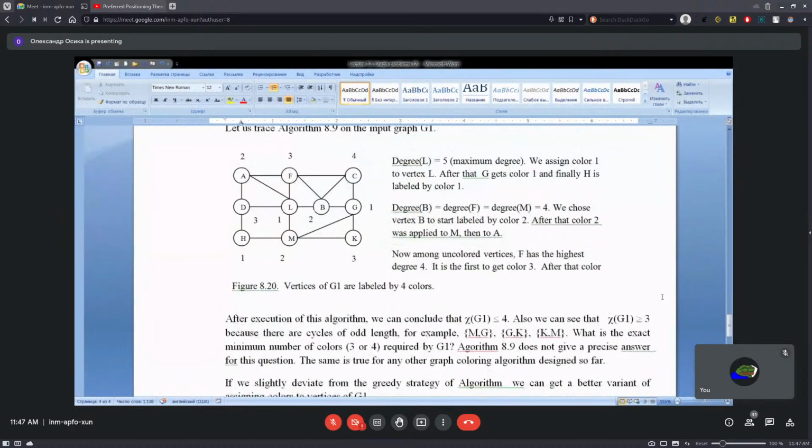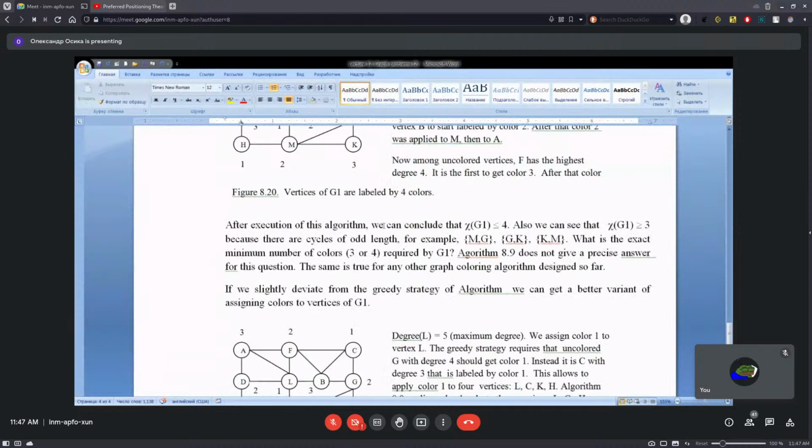Now, among uncolored vertices, F has the highest degree. It gets the color 3. After that, there is vertex C, but I cannot apply color 1 because of adjacency, color 2 adjacent, color 3 adjacent. That's why C gets the color 4.